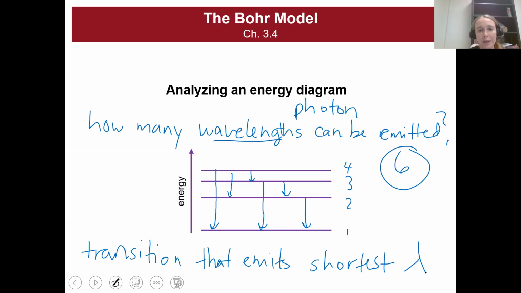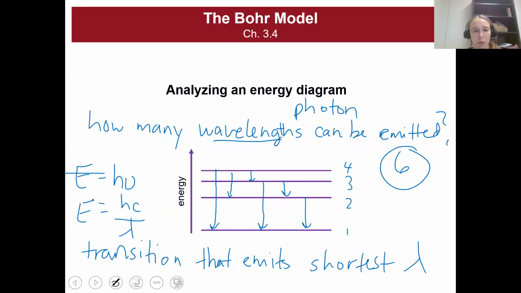So for that kind of question, you have to remember that E is equal to h nu or hc over lambda. Because E is equal to hc over lambda, that means they are inversely proportional. When one goes up, the other goes down.